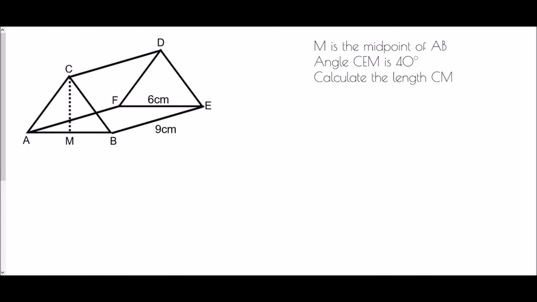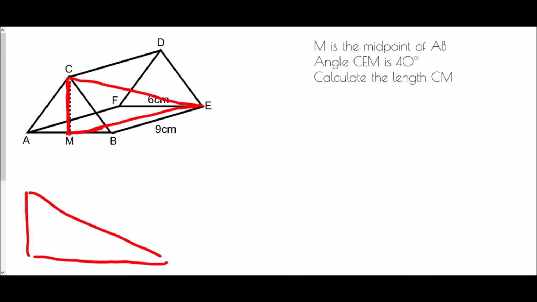So the first thing I'll be adding in here is angle CEM. CEM takes us from C to E and then from E to M. And so we definitely have a right angled triangle here that is going to be needed, and that is going to be the triangle CEM. And we've been told that CEM is 40 degrees, so that piece of the diagram is 40 degrees. But in this diagram we don't actually have any lengths at all. The one that we want to find, CM, is here.